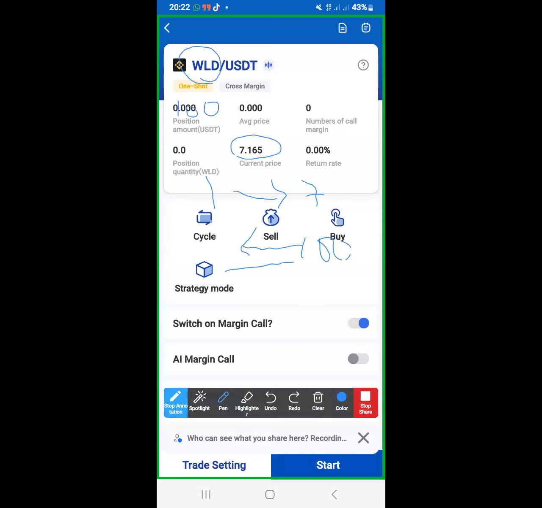And then when it comes to current price, it simply stands for the price at which that coin is trading at that very time you're seeing. Like at the moment, Worldcoin is trading at 7.163. The price is fluctuating. It's not static. So it's just around there, but we know it is around $7 point something. That is the price at which Worldcoin is trading at. So that's the current price.